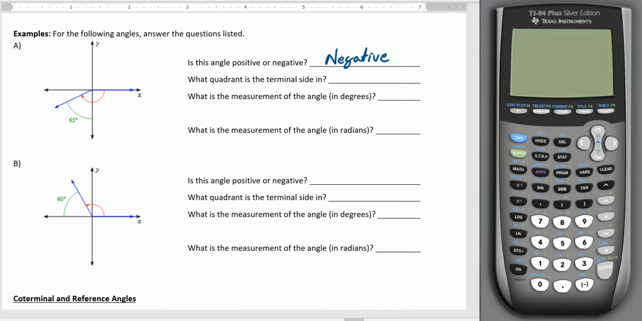What quadrant is the terminal side in? Terminal side is the side that rotates, so this would be the third quadrant. What's the angle measurement in degrees? Well, if this is 65 degrees and this is 90 degrees, 90 plus 65 is 155. So this would be 155 degrees.